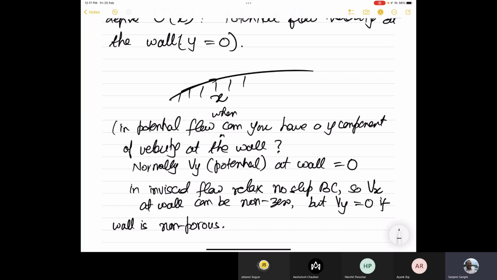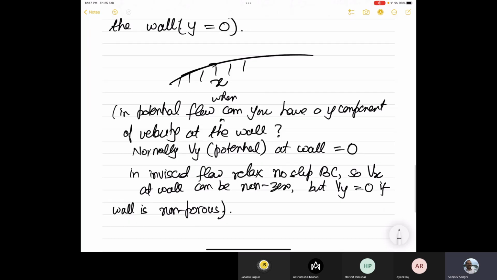And this is what we did in potential flow theory, that we relax one of the boundary conditions and we relax the no-slip boundary condition. But the normal boundary condition, irrespective of whether it is viscous or inviscid, the velocity has to be zero if there is no porosity at the wall. Okay? Is this point clear? Yes, sir.